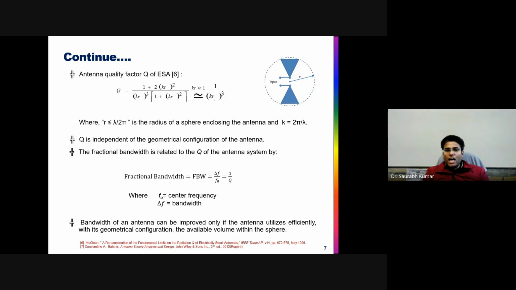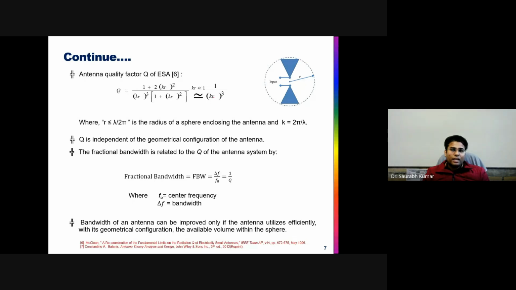So kr is the maximum linear dimension of the antenna, where r is the radius of an arbitrary sphere enclosing this particular antenna, so r is nothing but the maximum linear dimension of your antenna. It is not physically present. We are just taking that the antenna is enclosed within this sphere, and how the quality factor is related with this. The quality factor is inversely proportional to the cube of your maximum linear dimension.